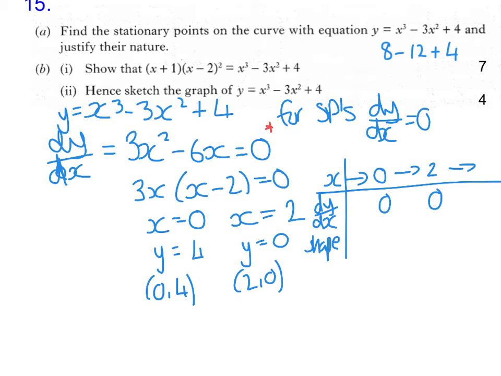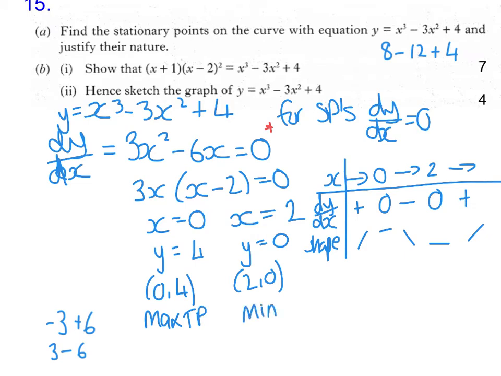-1 squared is 1. 3 times 1 is 3. So we've got 3 minus 6 times -1 gives you +6. So that's positive. Plugging in the number 1, you just end up with 3 take away 6, which is negative. Number bigger than 2, let's go with 3. 3 squared is 9. 3 nines are 27. 27 take away 18. That's positive as well. So we have this shape. So (0, 4) is a maximum turning point, and (2, 0) is a minimum turning point. So that's us done part A for 7 marks.